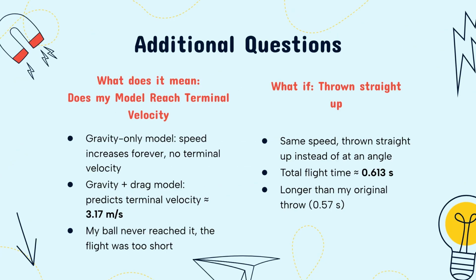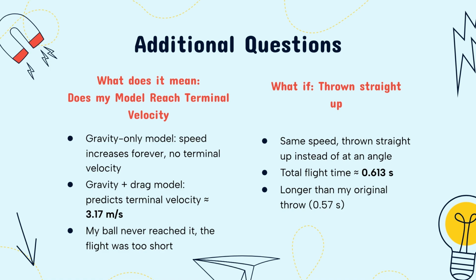The first question asks whether my model reaches terminal velocity. Terminal velocity happens when the drag force grows large enough to exactly balance gravity, making the net force zero and the acceleration zero. At that point, the object falls at a constant speed instead of continuing to speed up. My gravity-only model never reaches this because there's no drag term to balance gravity at all. The velocity just keeps increasing the entire time it falls.